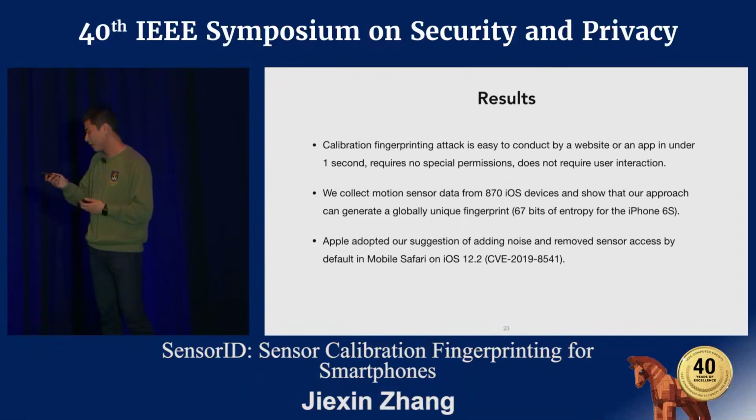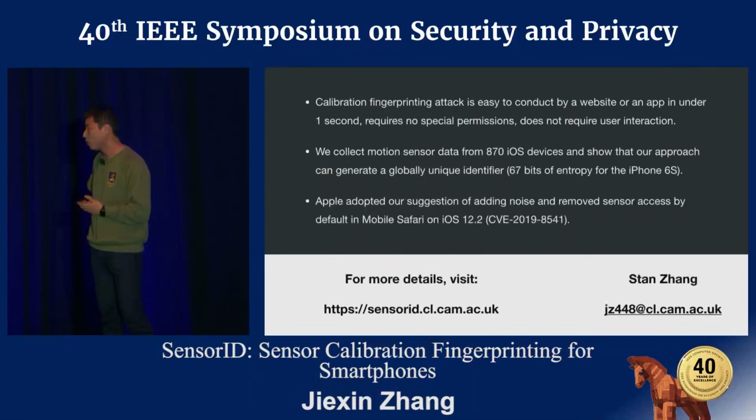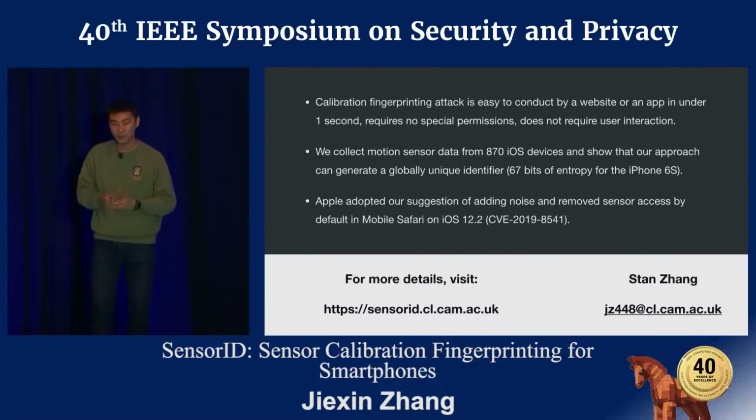If you're interested in this work, you can find more details on our website, sensorid.cl.cam.ac.uk. And if you are running an iOS version below 12.2, you can find out what your gyroscope fingerprint looks like on our website, because there's a proof of concept implemented in JavaScript to do that. Thanks a lot for coming.